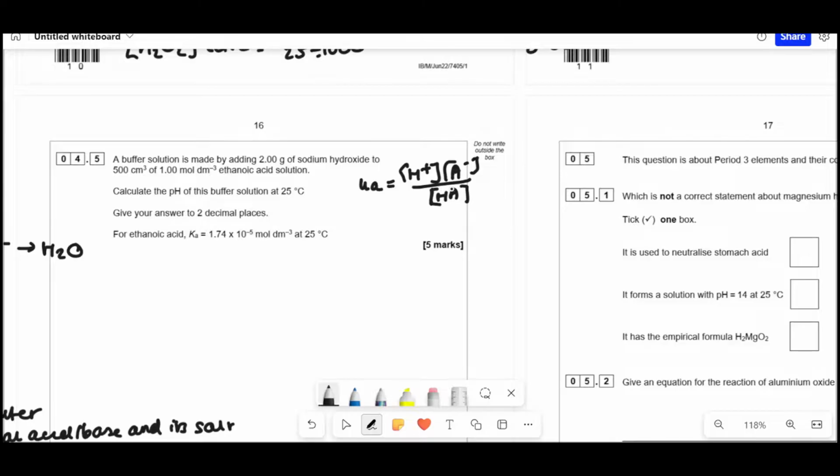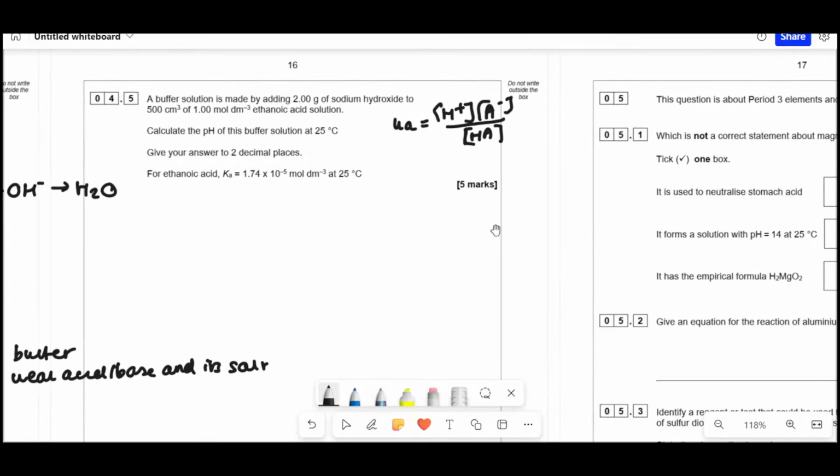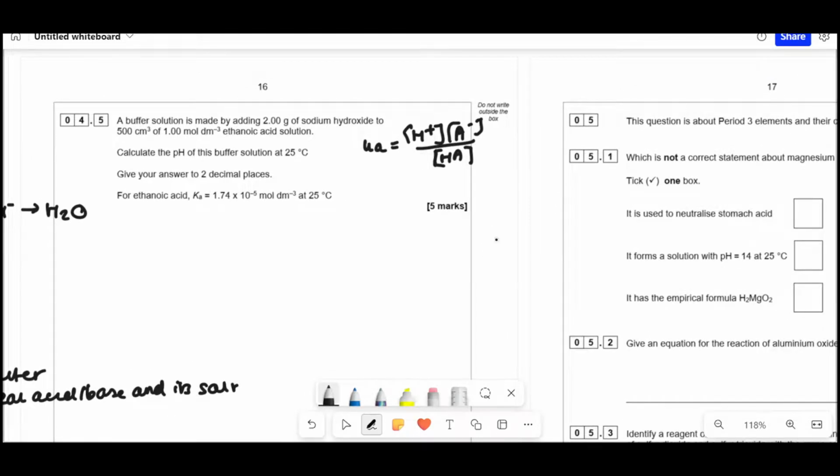So what I do, because this is an equilibrium, we need to find out what everyone gets lost on this and thinks it's some crazy stuff. It is the same as every other question where an equilibrium is set up by mixing these two together and this one just found an equilibrium. Same thing. So here, what I'm going to do is call that my ethanoic acid. So I'm going to write my overall equation of what's going on here.